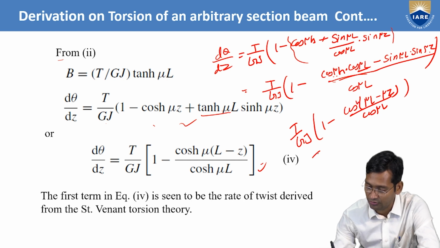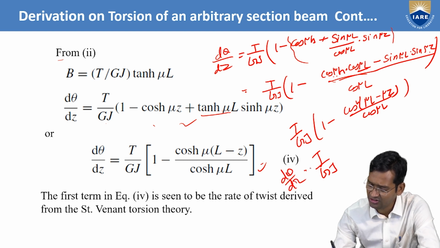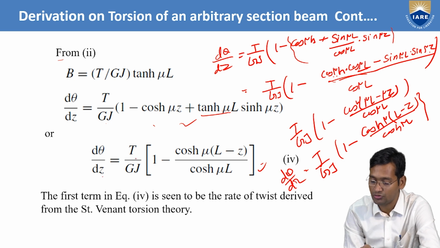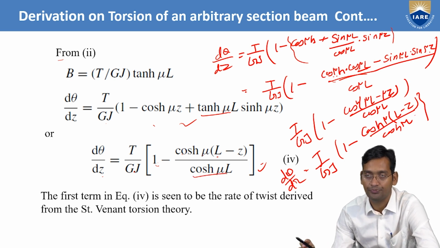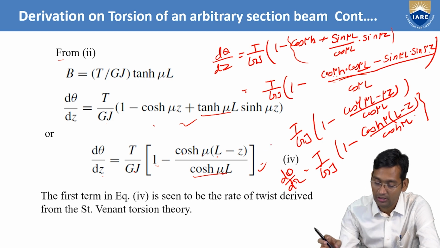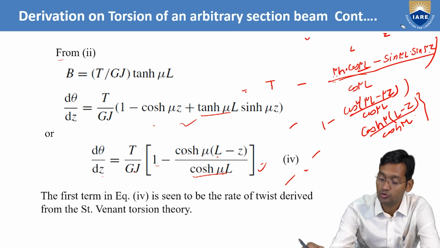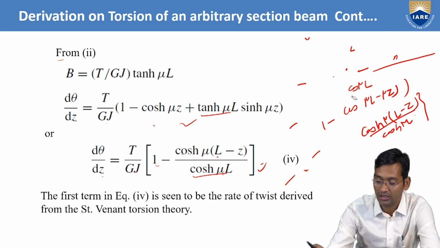In another term, you can write dθ/dz equals T by GJ into 1 minus cosh of μ(L minus z) by cosh μL. So see here, dθ/dz equals T by GJ into 1 minus cosh μ(L minus z) by cosh μL. So this is the rate of twist. If the same figure is given and they ask you to find the rate of twist, from there you can find this one.